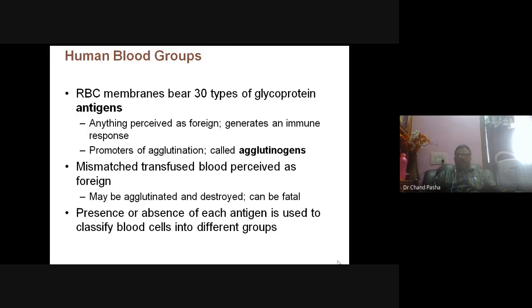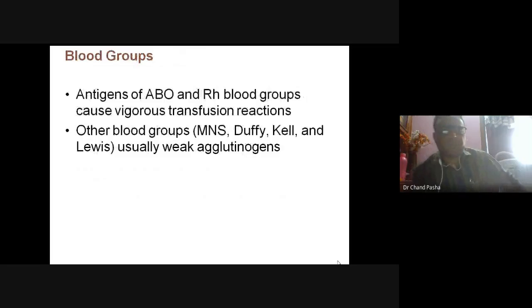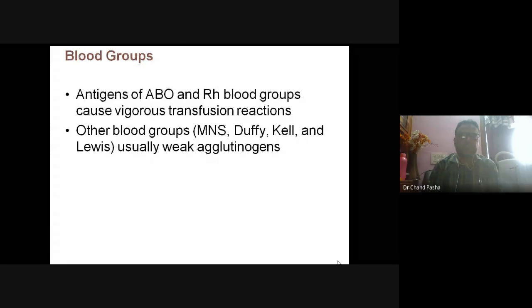This agglutination, if it happens, the cells may be agglutinated and destroyed, and it can be fatal. It may be life-taking. Presence or absence of each antigen is used to classify the blood cells into different groups. And you know, the ABO and Rh systems are well-established systems, and other groups are there.